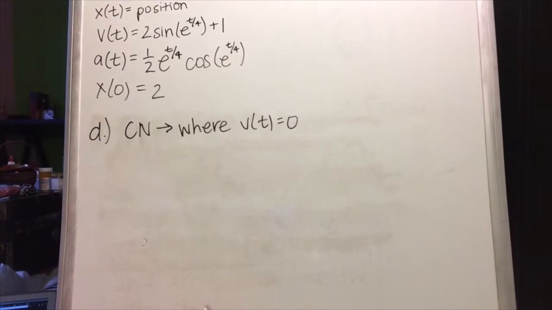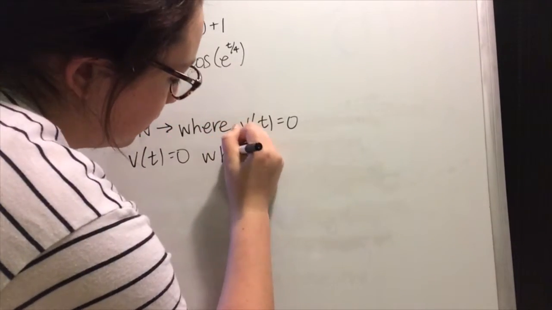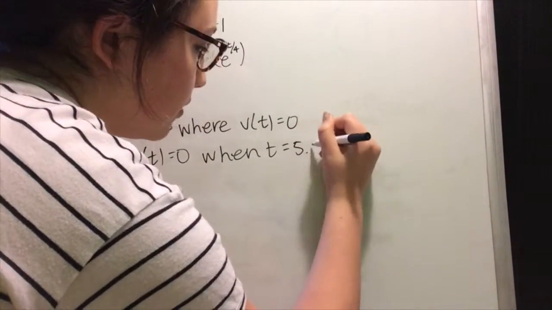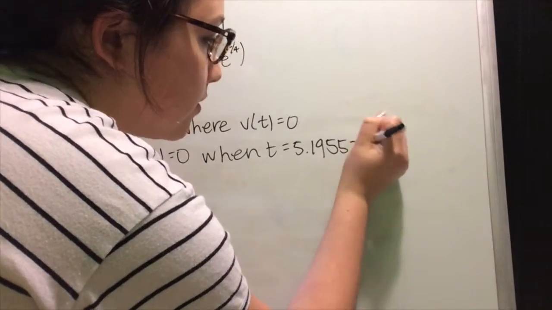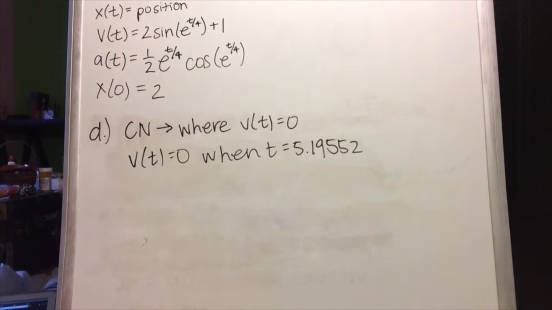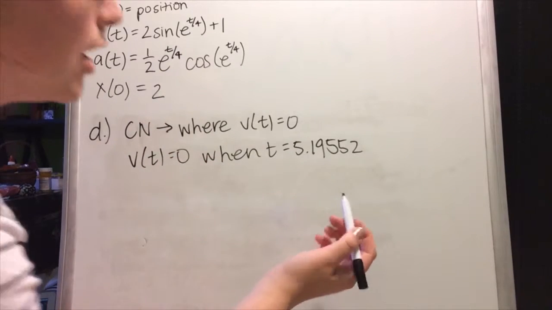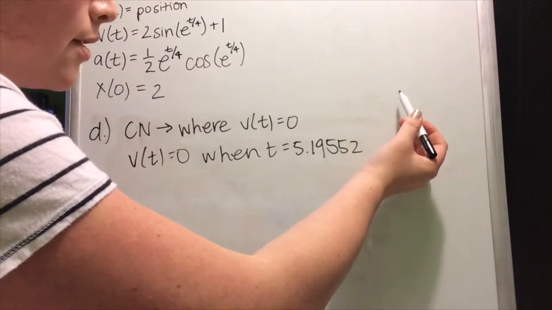But when you do that, you get v of t equals 0 when t equals 5.1955, and that is a rounded value, but in your calculator you can store the actual value to get a more exact answer later on. So you know that this is the point when velocity changes, which basically is just showing how the speed is increasing, and then stops at 0 and then goes back.